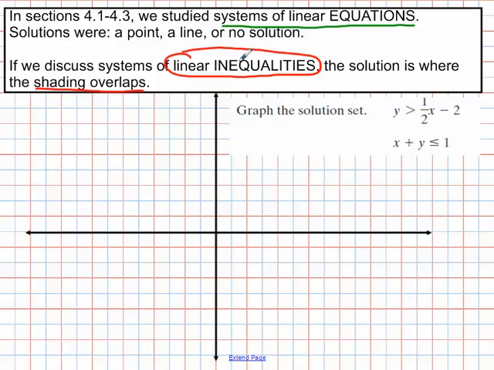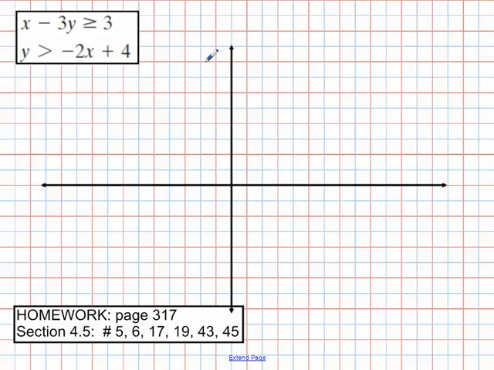So there's always going to be some shading where the shading overlaps. So we've got to take a look at both inequalities, find the shading, and then find out where they overlap. So let's go down here and work on this one. I'm going to say this is going to be my red line. So there's my red line, x minus 3y greater than or equal to 3. So we've got an equal sign, so we use a solid line.